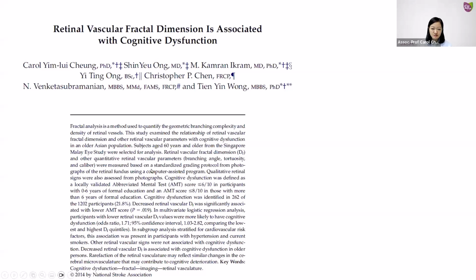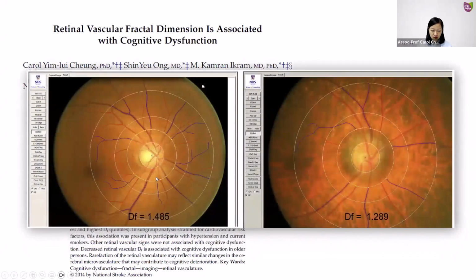My previous colleagues from Singapore and I examined the relationship of the retinal branching parameters with cognitive function in a population-based study in Singapore. We found that decreased fractal dimension, indicating a sparse retinal vasculature, is associated with poor cognitive performance. These are two examples: this one has a smaller fractal dimension, and this one has a higher value, or not optimum value, of fractal dimension.